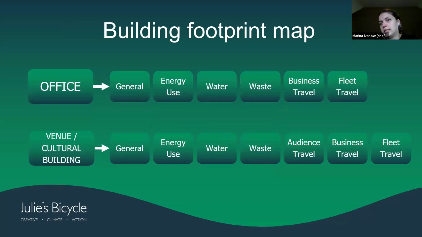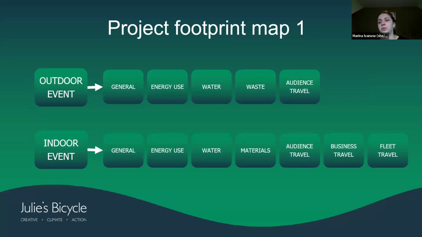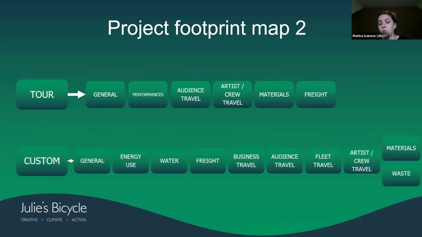So just looking at the tabs now, as you can see, Office has very similar, actually the same tabs, apart from one, as venue and cultural building, and similarly with outdoor and indoor events. So for the sake of time and to avoid repetition, I won't be going through these reports in this demonstration today. However, I will show you the two other reports that we've got available, which look slightly different. And these are our tour footprint and the custom project footprint.